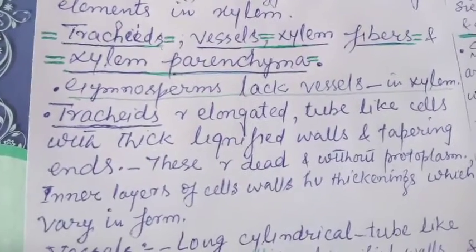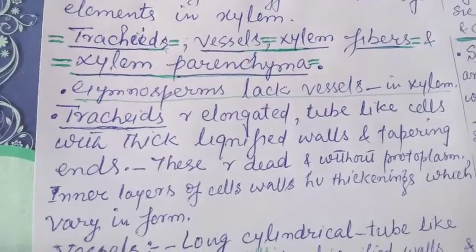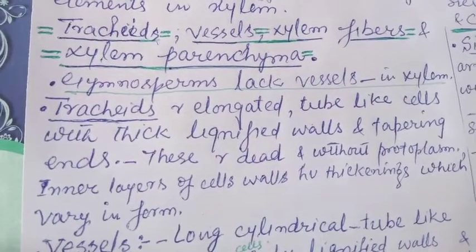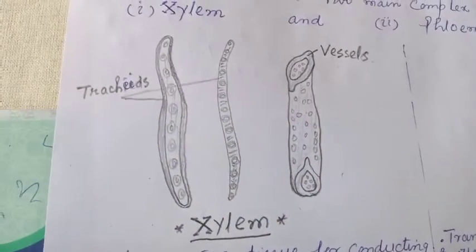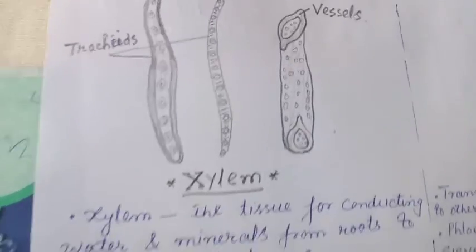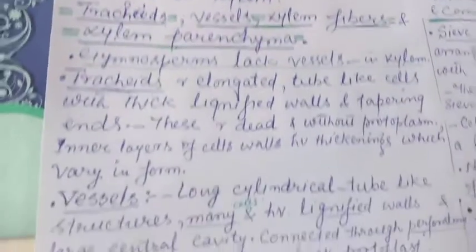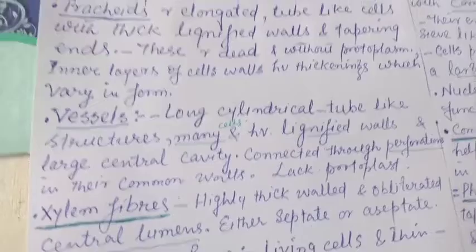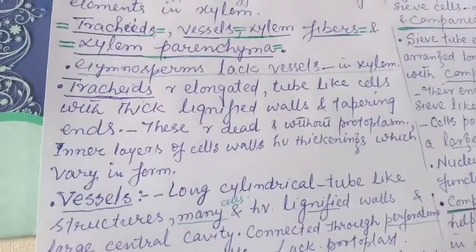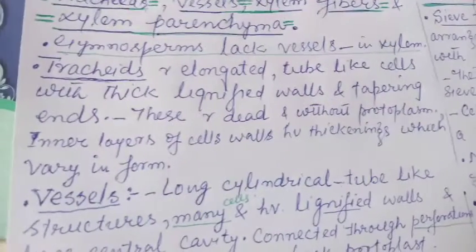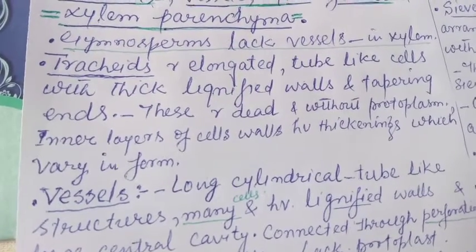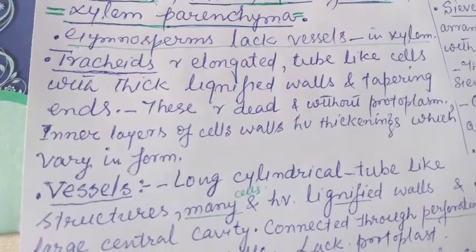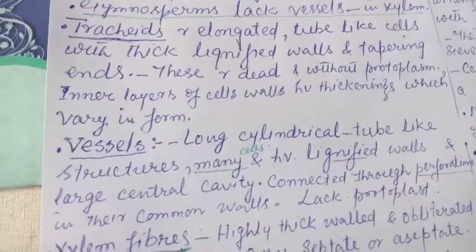Now the tracheids. These are elongated tube-like cells with thick lignified walls and tapering ends. You may visualize here, these are the tracheids. These tracheid cells are dead and without protoplasm. The inner walls have thickenings which vary in form.